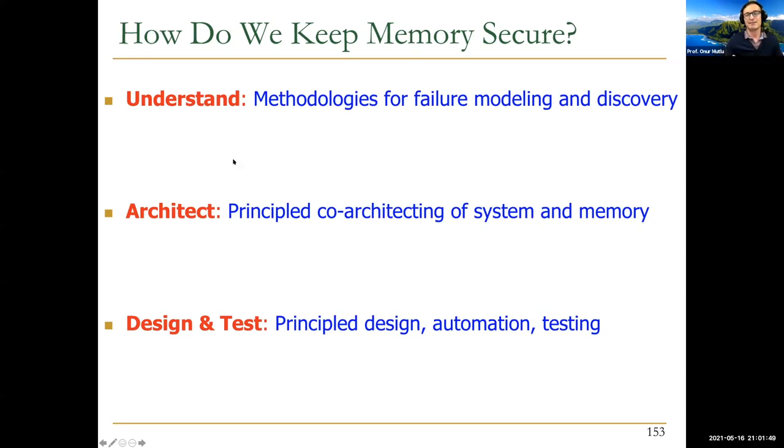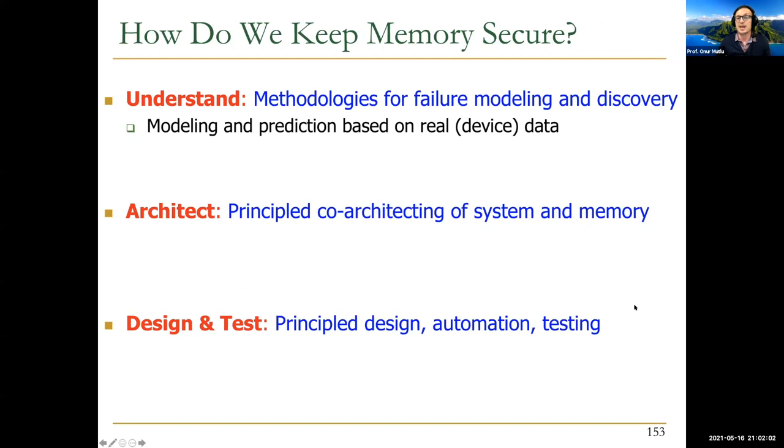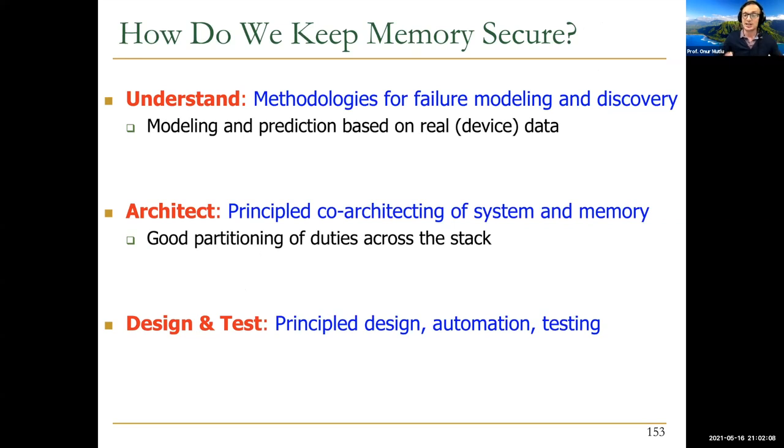And I think we have a three-step methodology that could be viable. Essentially, we should understand, architect, and design and test. Understanding requires methodologies for failure modeling and discovery based on real device data like we have been doing and like some others have started doing. Architecting requires good partitioning of duties across the stack. We should not really be saying everything should be in the memory or everything should be in the memory controller or everything should be in hardware or software. We really should rethink co-architecting of system and memory.